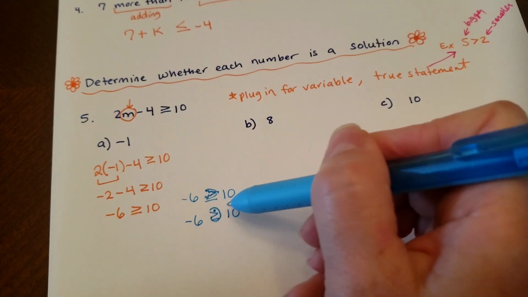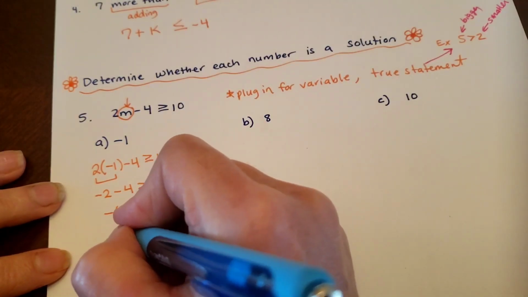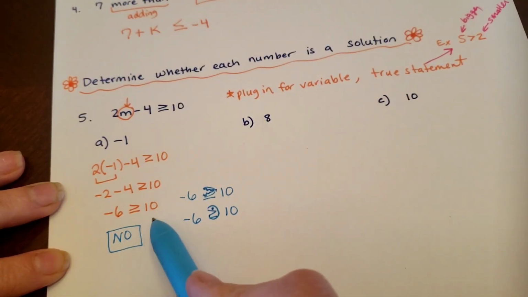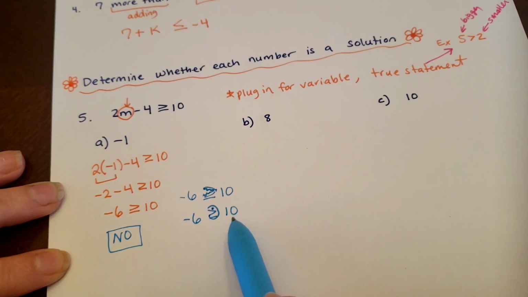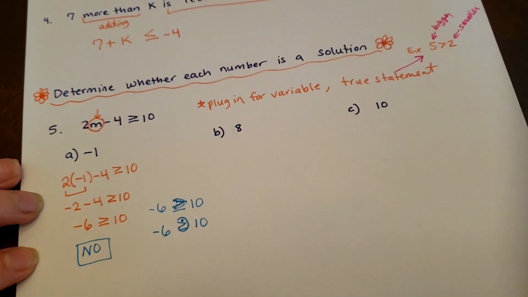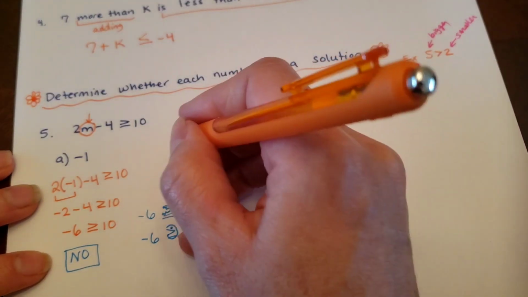So is -6 going to be bigger than 10? Negatives are never, so this is going to be no, because it did not give us a true statement. This is not true. -6 is not bigger than 10. And then we go through and do the other two just the same way. So you're welcome to pause it for now and then try the next two on your own, or you can continue to work with me.